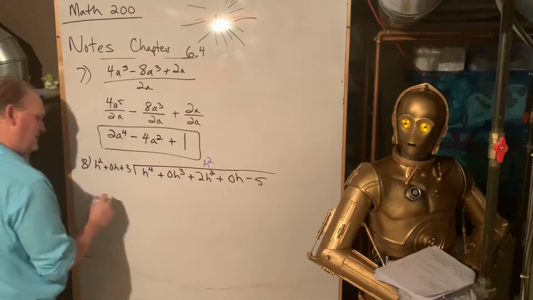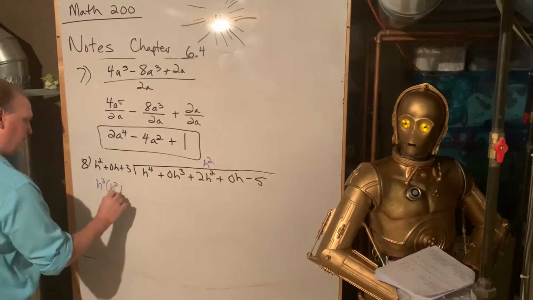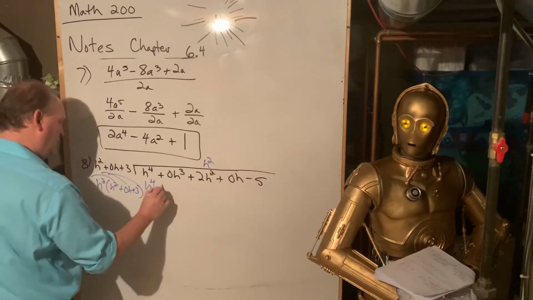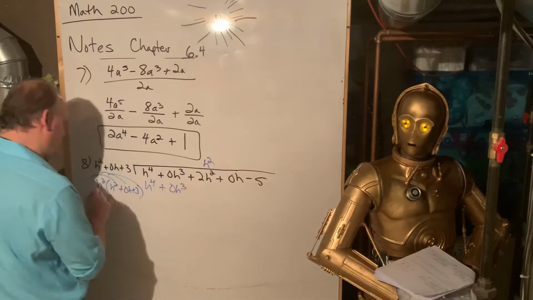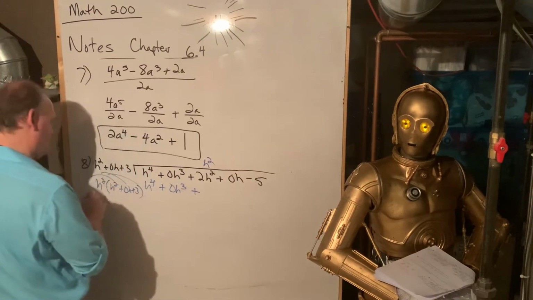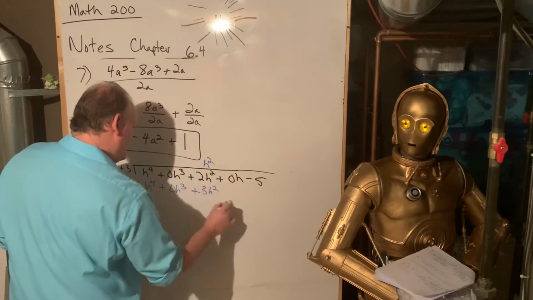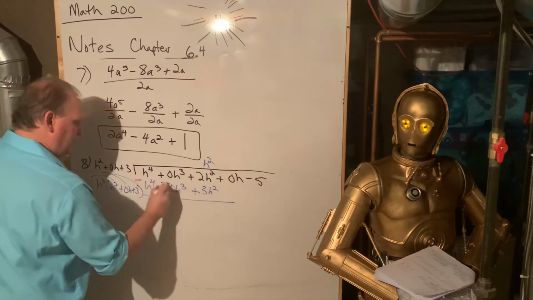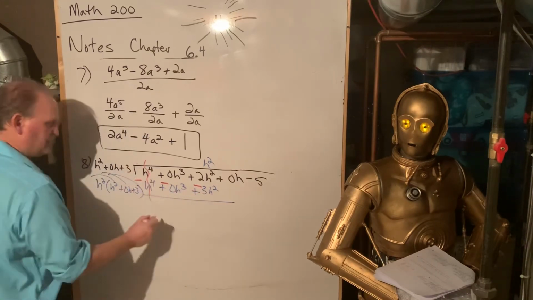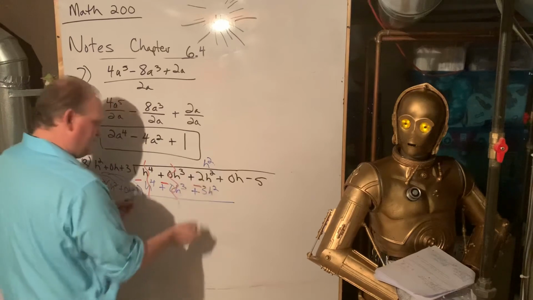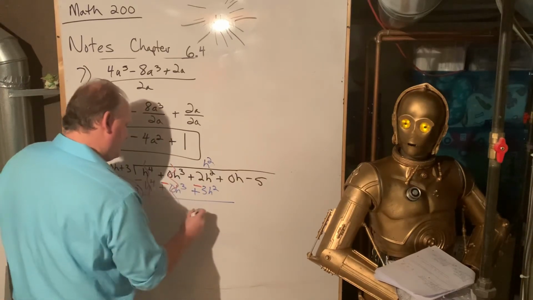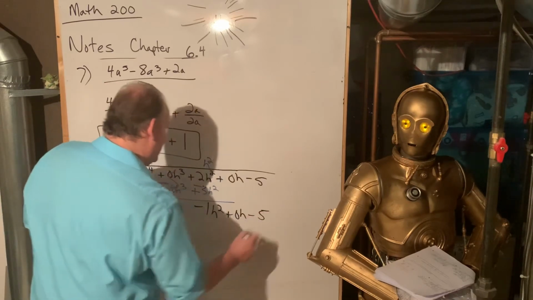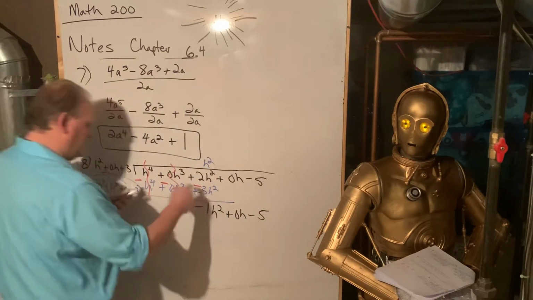1, 2, 3 out. 1, 2, 3. I'll end up right here. h squared. h squared plus 0h plus 3. Do the distributive property. h to the 4th plus 0h cubed plus 3h squared. And then we go minus, minus, minus. So that essentially goes away. This is negative 1. h squared plus 0h minus 5.